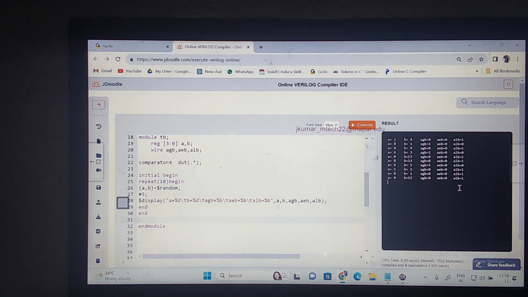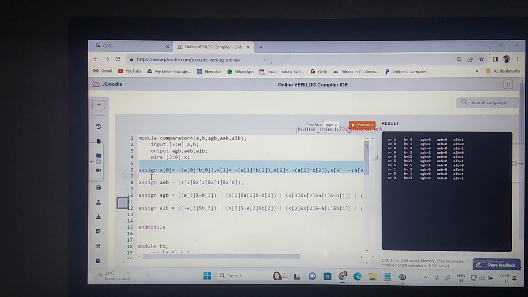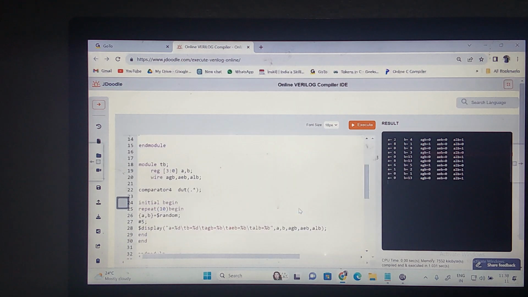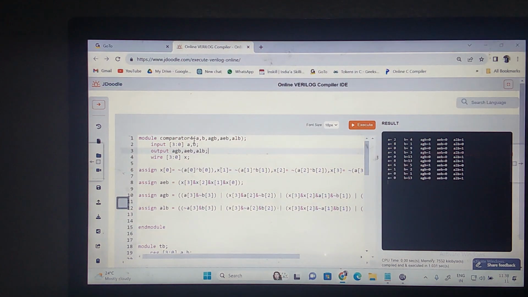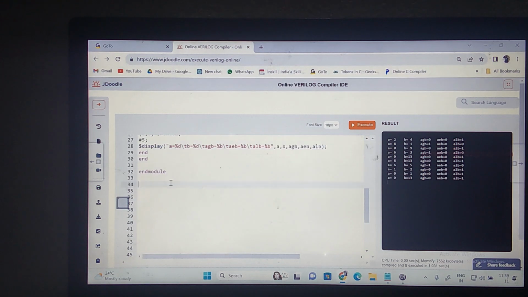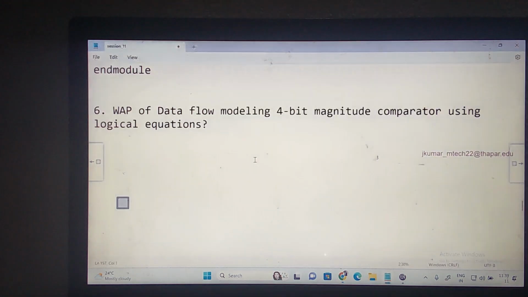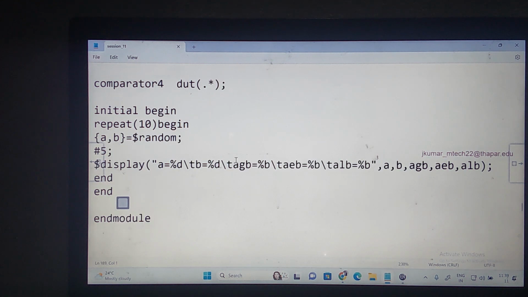Now this is working as a magnitude comparator, 4-bit magnitude comparator. You understand the logic of this? How this will work? 4-bit magnitude comparator. Say for example, it is an 8-bit magnitude comparator. Will this logic expression work? It will not work, right? Again, equal means what? X7 and down, X6 and down. You can understand. So this is a 4-bit magnitude comparator. Okay. What is the next question?